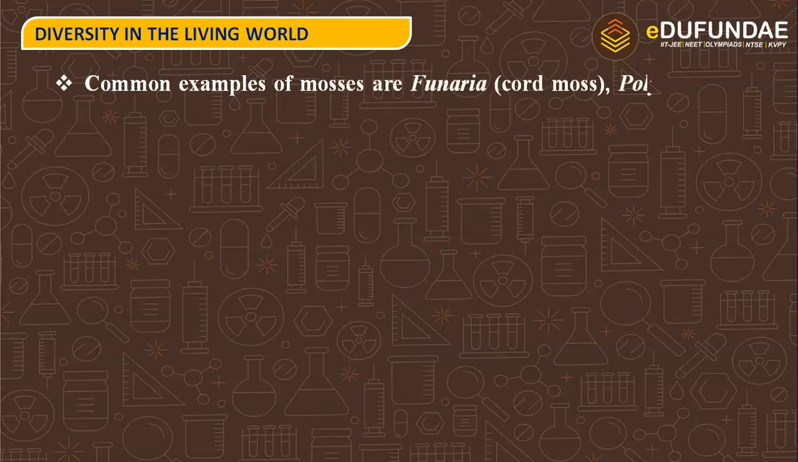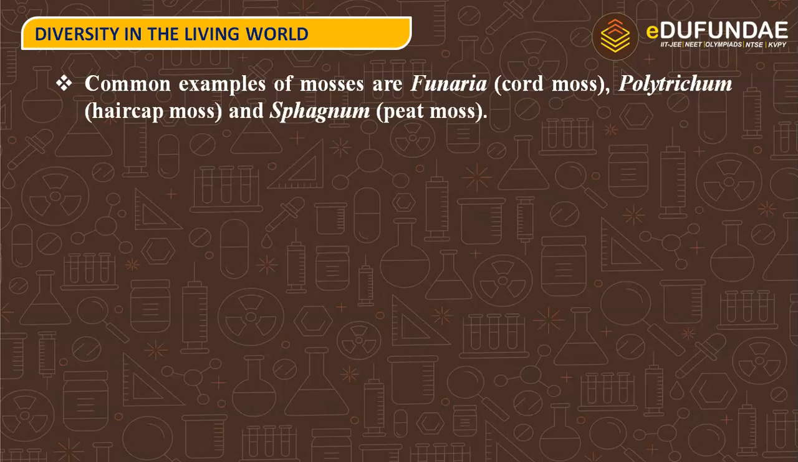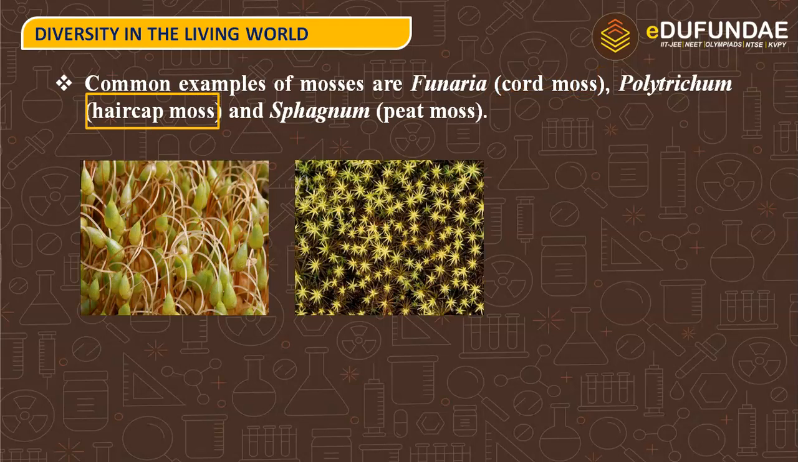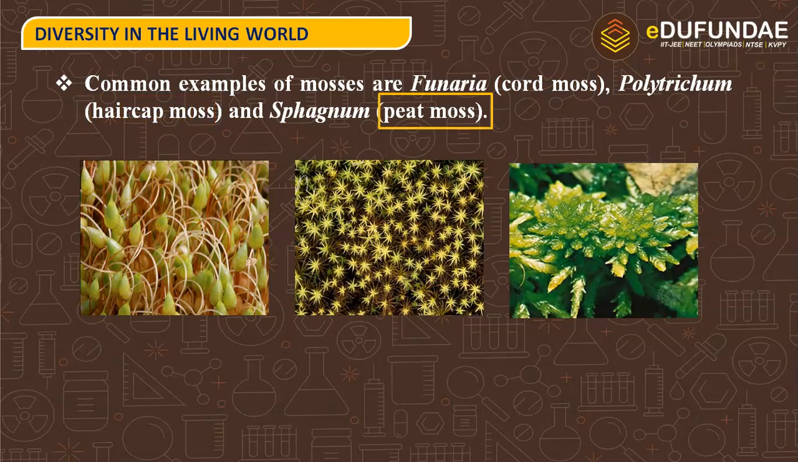Common examples of mosses are Funaria, that is the cord moss, Polytrichum, that is the hair cap moss, and Sphagnum, that is the peat moss. So this is the cord moss. Next we have the hair cap moss. And the third we have Sphagnum, that is the peat moss.